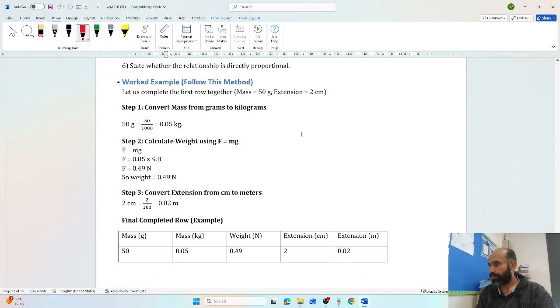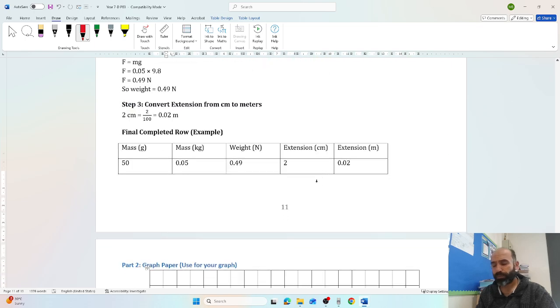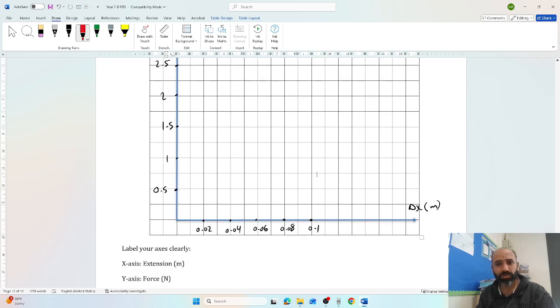The first ordered pair, as you can see, is 0.02 and 0.49, which is very close to 0.5. So this point will not be here, but we will imagine that it's just there. And the second point is 0.04 and 0.98. 0.98 is very close to 1, so just a little bit under it.